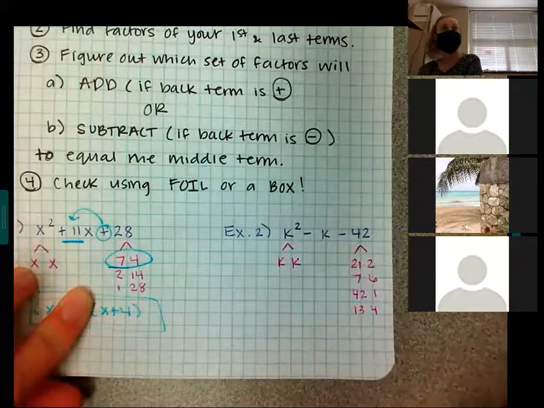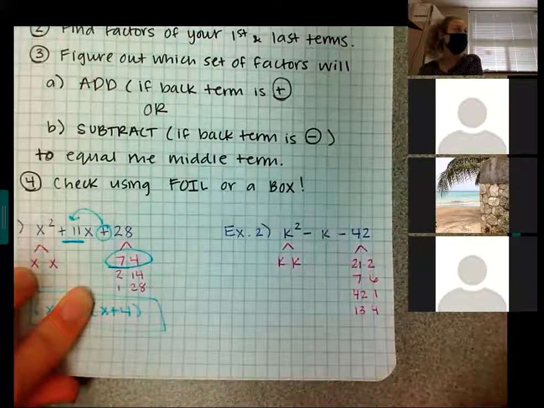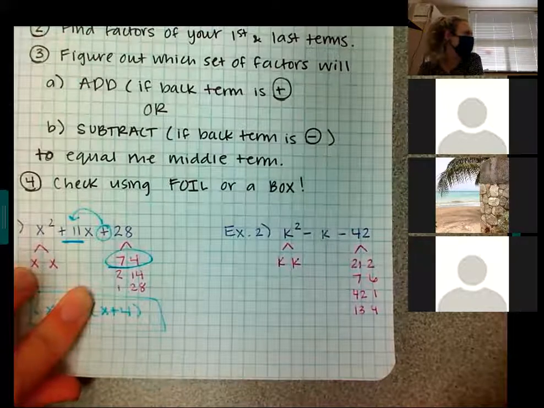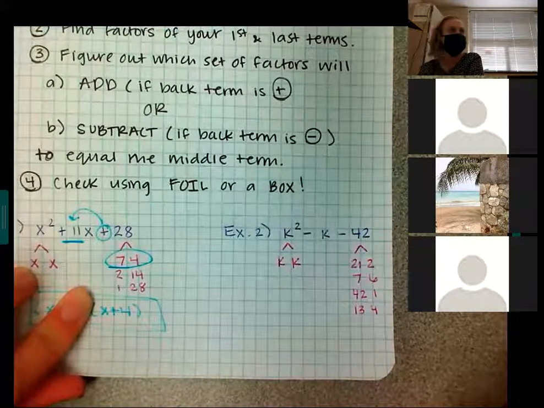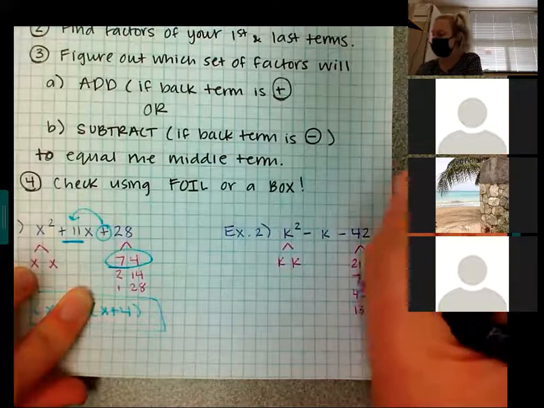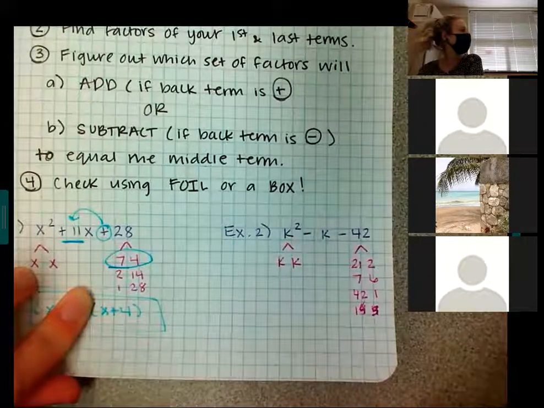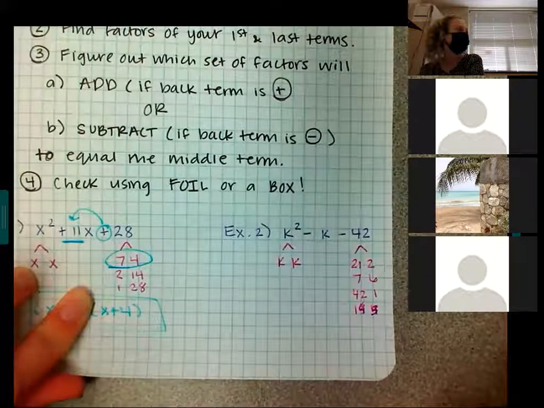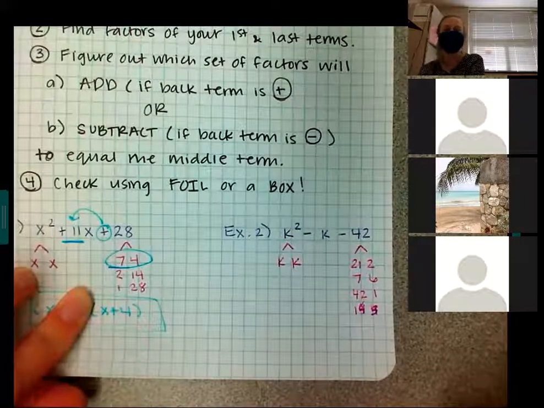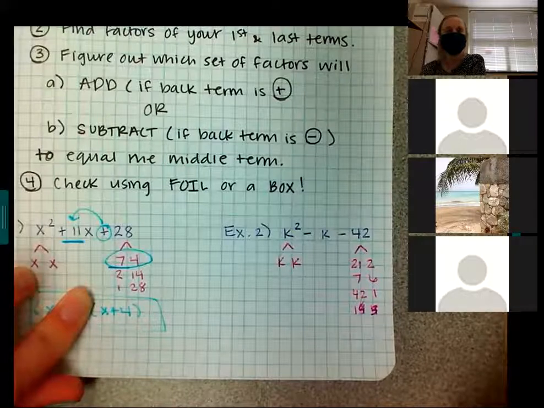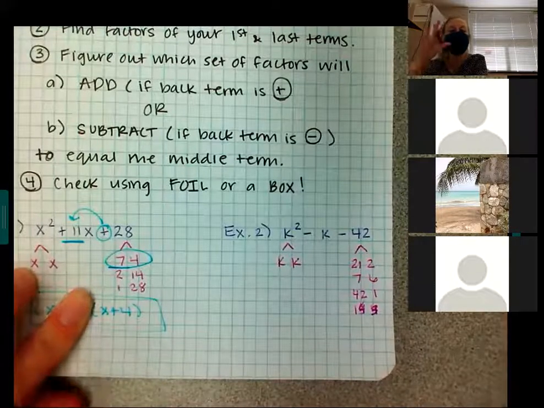13 times 4. Y'all gotta know your multiplication. Wait, no, that's right. No, it's not. I did it backwards. 14 times 3. I'm sorry. There you go. That's 42. Chris was like, that ain't right, Miss Poole. You were looking at me like, something ain't right. 14 times 3, good.